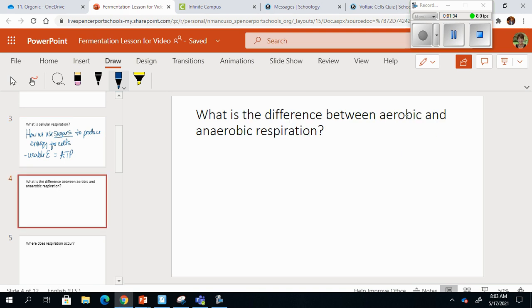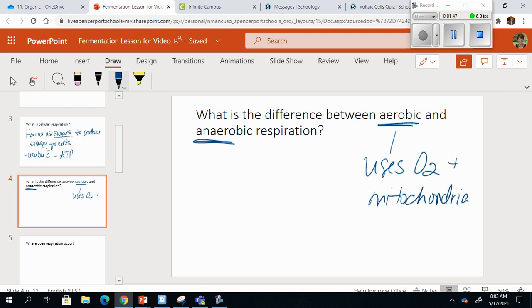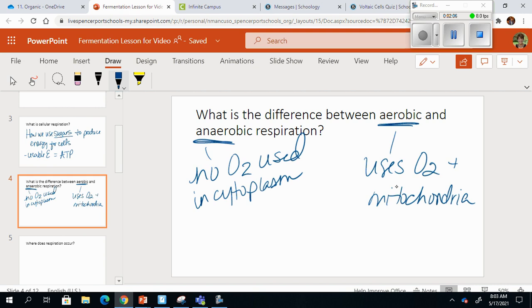All right, so what's the difference between aerobic and anaerobic respiration? Aerobic uses oxygen, and it uses a cell organelle called a mitochondria, which I'm sure you remember from living in an environment. And anaerobic, no O2 used. So one of them is going to occur just in the cytoplasm, and one of them is going to occur in the cytoplasm and the mitochondria, and we'll get to a picture of that on the next slide.